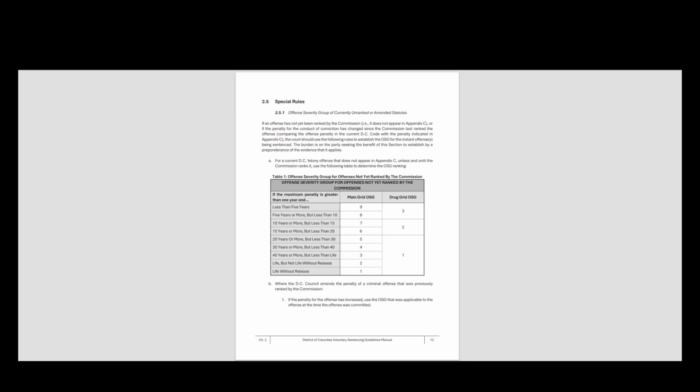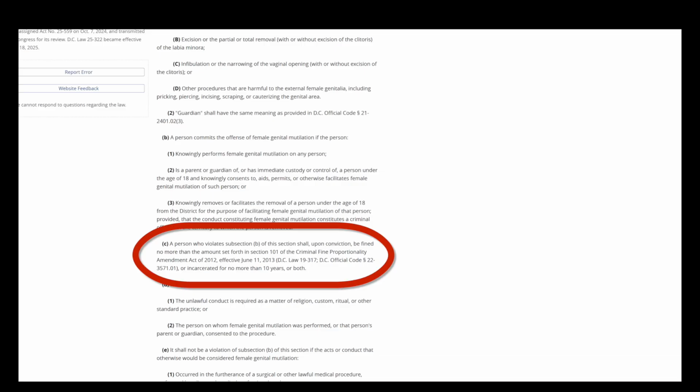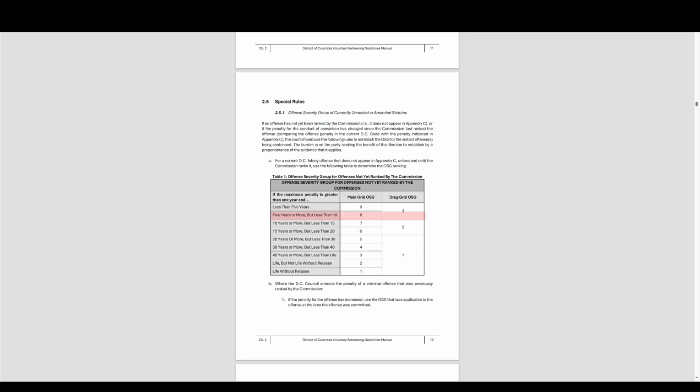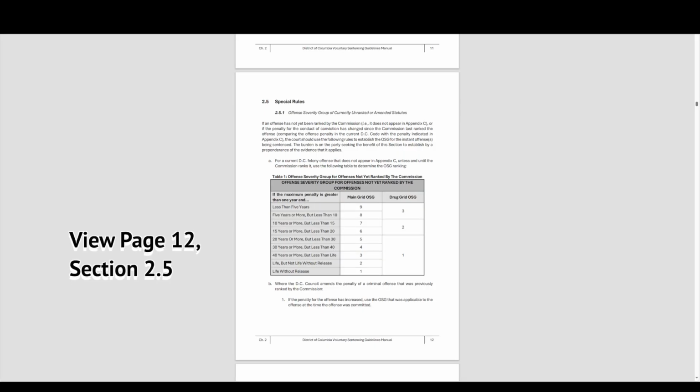The default ranking is based solely on the statutory maximum penalty for each offense as set by the DC Council. This is the maximum term of incarceration a defendant could be legally sentenced to following a conviction for that offense. The default ranking does not factor in backup time or supervised release. Until the Commission formally ranks the unranked or amended felony offense, this table should be utilized to determine the OSG.